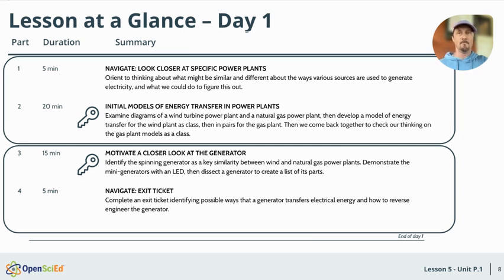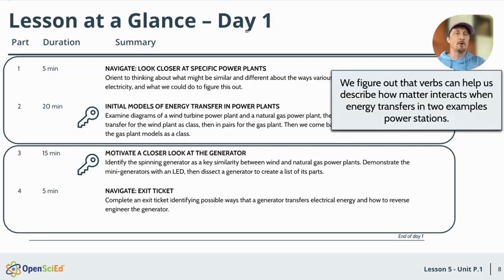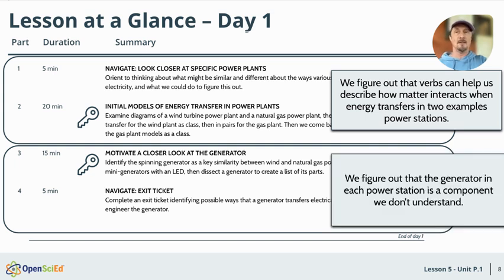First, on day 1, we start by looking at a diagram of a wind turbine and a natural gas plant. We introduce some new conventions for energy transfer diagrams where we label the matter interaction on the arrows. We figure out that verbs can help us say a lot about what's going on in an energy transfer, but they can also point out when we do not understand what's going on. This specifically gets us to the idea of the generator.